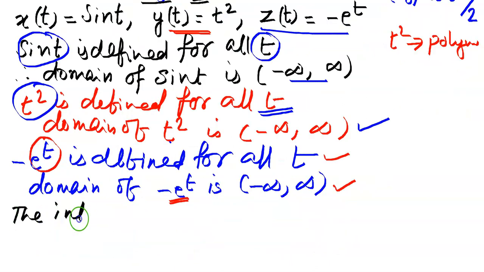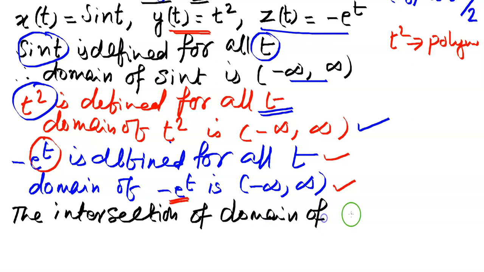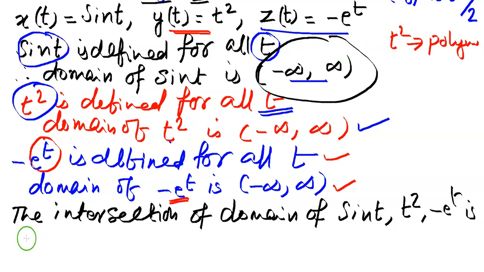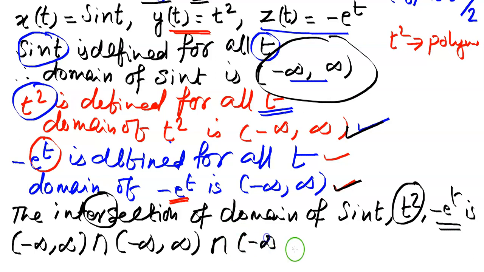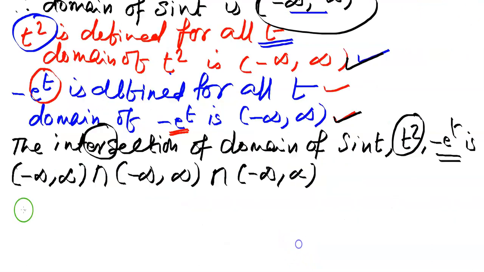The intersection of domain of functions sin t, t square, minus e raised to t. sin t domain minus infinity to infinity. t square ന്റെ domain minus infinity to infinity. e raised to t യുടെ domain minus infinity to infinity.